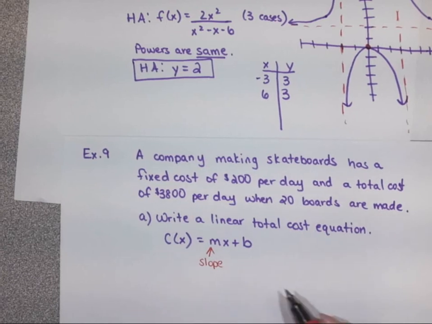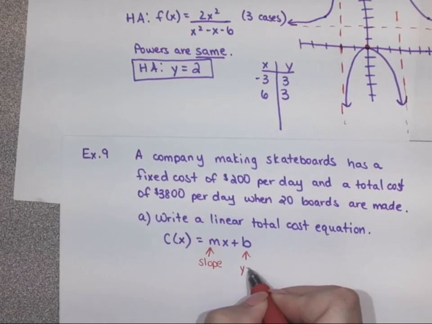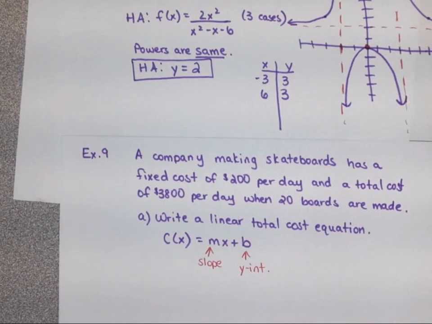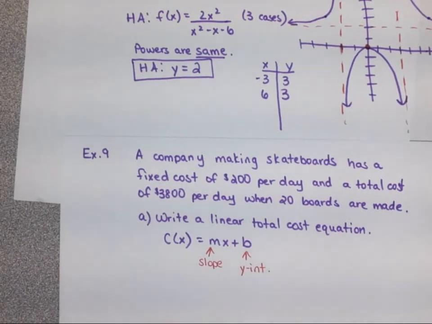The slope goes here, right? And what goes here? The y-intercept, right? Because mx + b, that's what it means. Okay. But I say we already actually know one of them. Okay. So what do you think the 200 represents?